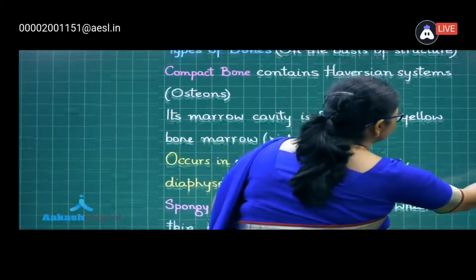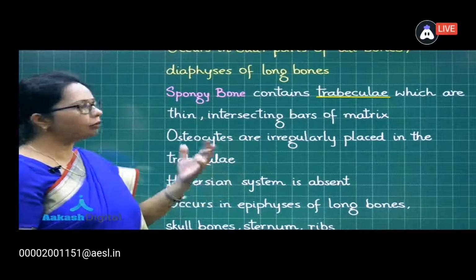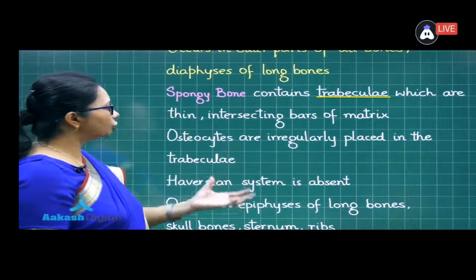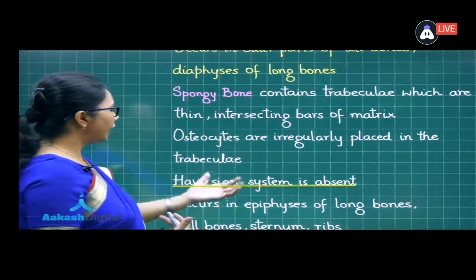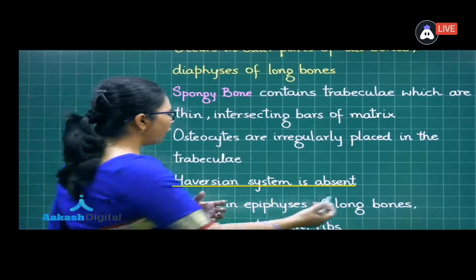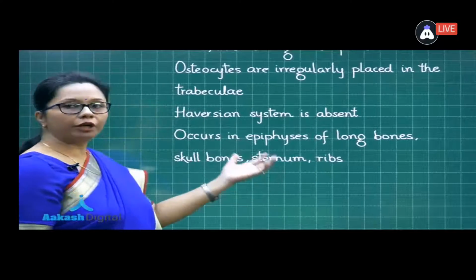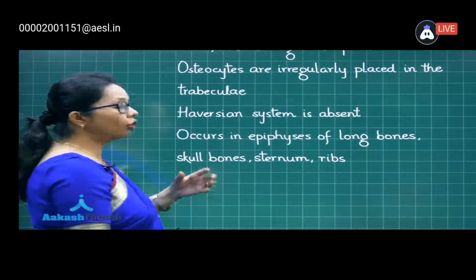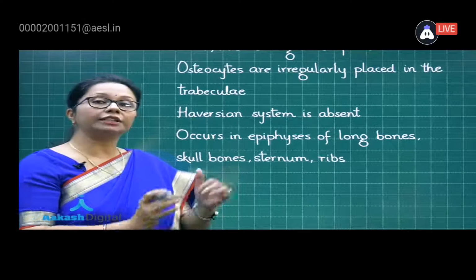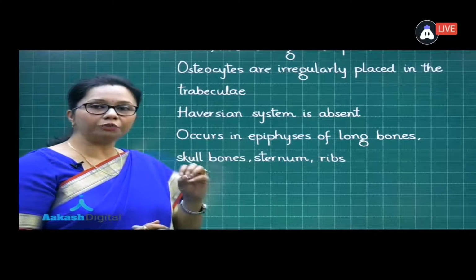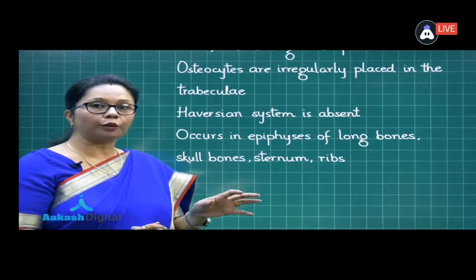The other one, the spongy bone, contains trabeculae, which are thin intersecting bars of the matrix, and here the osteocytes are irregularly placed, not in the form of concentric rings, and the Haversian system is absent. This is found in the epiphysis of the long bones, the skull bones, sternum, and ribs. We will find the spongy bone, and the term spongy here doesn't mean that this bone is soft like a sponge. It is equally hard. It is just the arrangement that gives it the appearance under the light microscope when we cut a section through it of a dried bone.